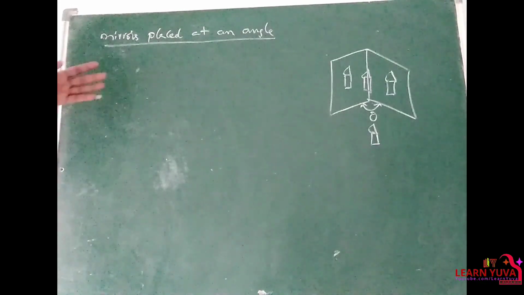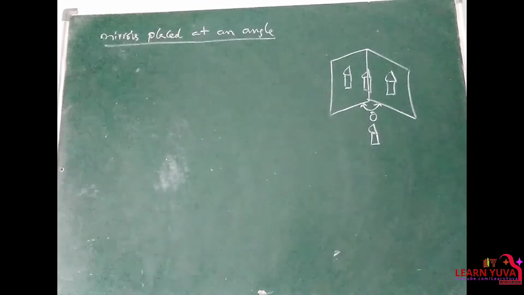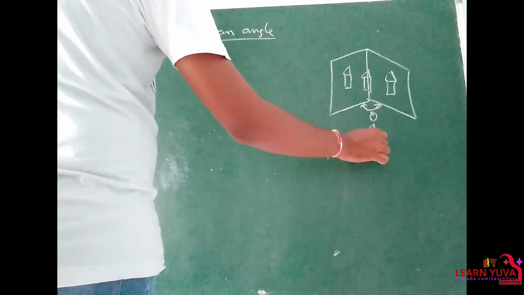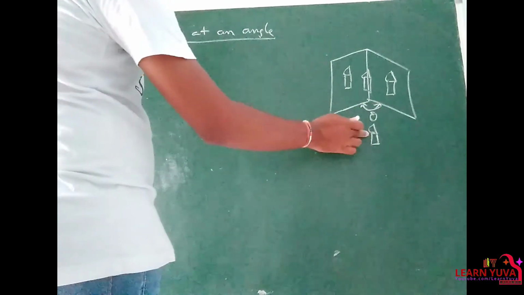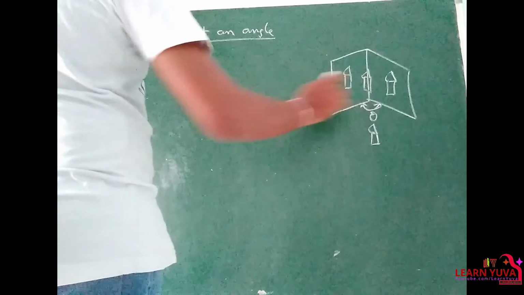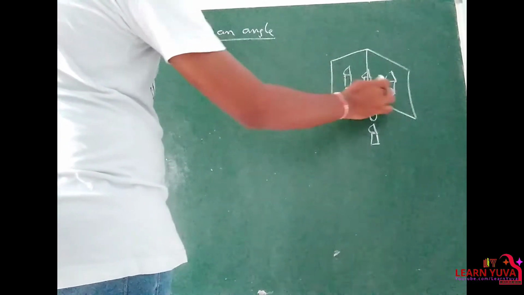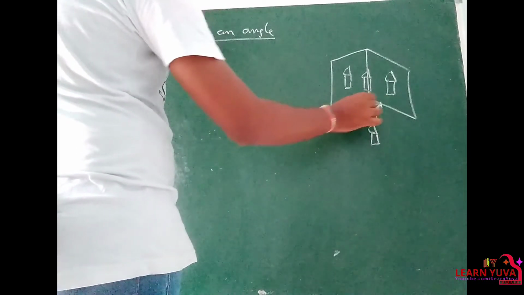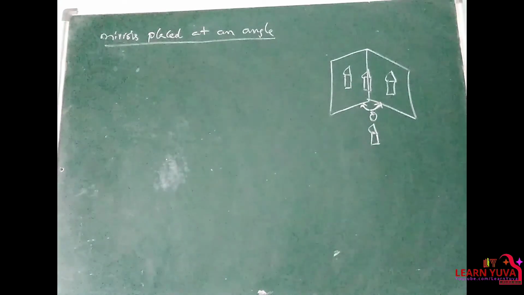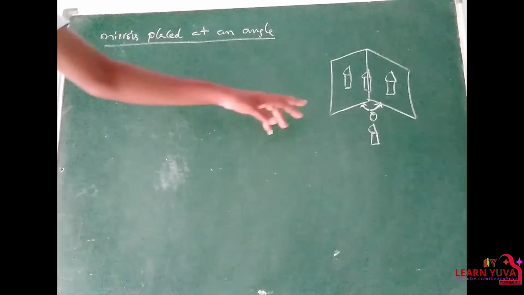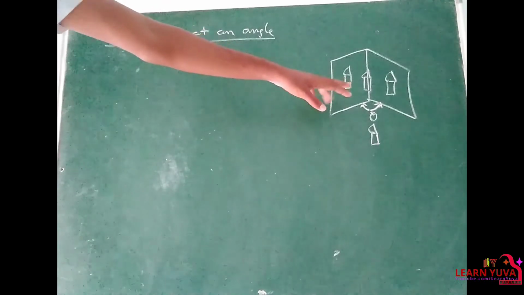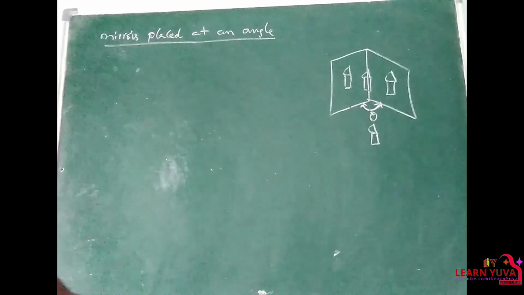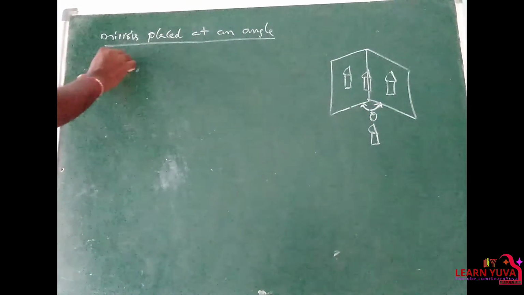Now it is about mirrors placed at an angle. So these are the two mirrors. These two mirrors are placed at an angle theta, and this is the object. To this object, the corresponding images are formed on these mirrors. The number of images formed by two plane mirrors depends upon the angle at which these two plane mirrors are placed.